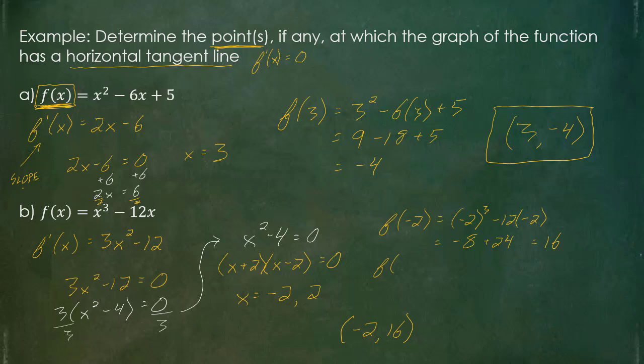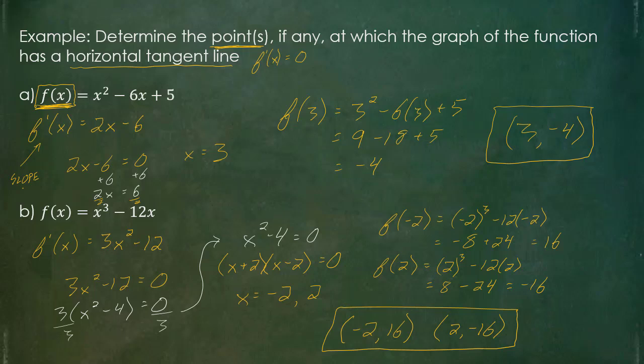Then I do the same thing here now with positive 2, so this would turn into positive 2 cubed minus 12 times positive 2. So this turns into positive 8, then take away 24. So this one looks like it would turn into negative 16. So my other point happens to be at 2 comma negative 16. And so there's my 2 points where a horizontal tangent line would happen.